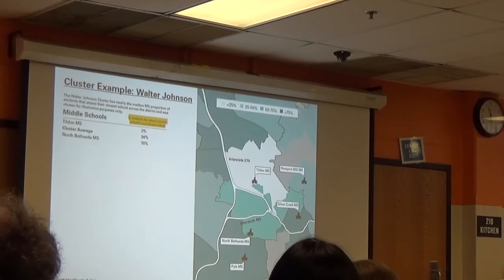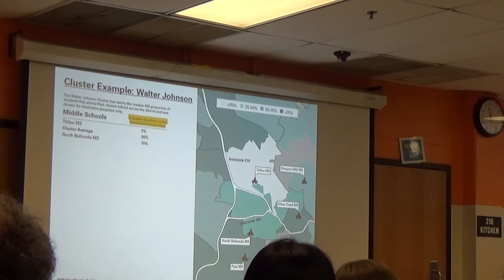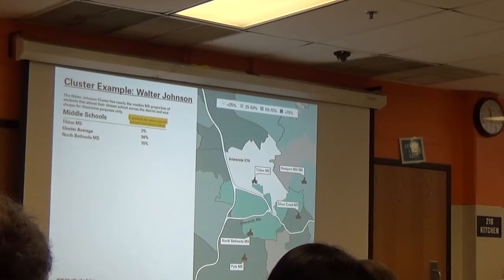So you have this range in Walter Johnson of students, and again, we're looking in this case at middle schools. We have students in one case at Tilden Middle School, where less than 25% are not closest to their nearest school. So in that case, you have kids who are closer to their school. And then going all the way down to schools like Silver Creek Middle School and Pyle Middle School, you have 75% or so of kids who are not at their closest middle school. And that cluster average is 36%, and that range is 2% to 70%, and I guess that's based on the cluster itself.